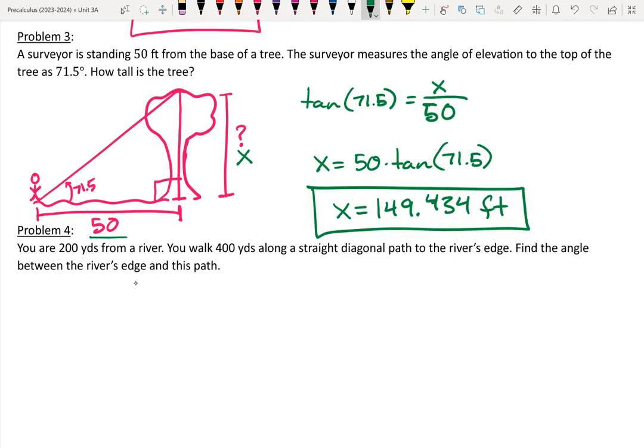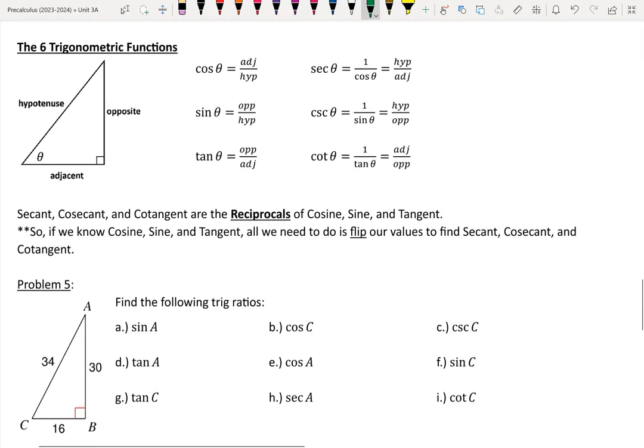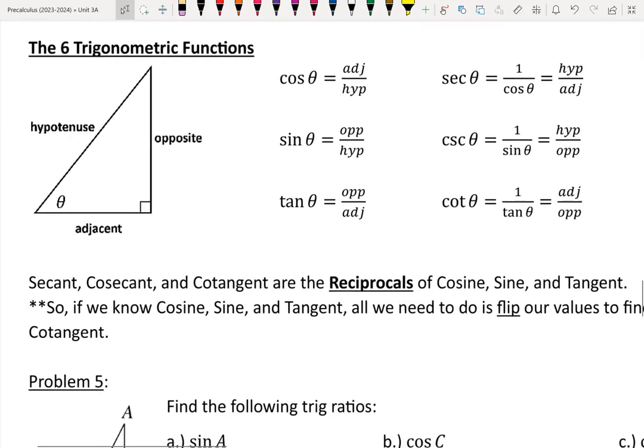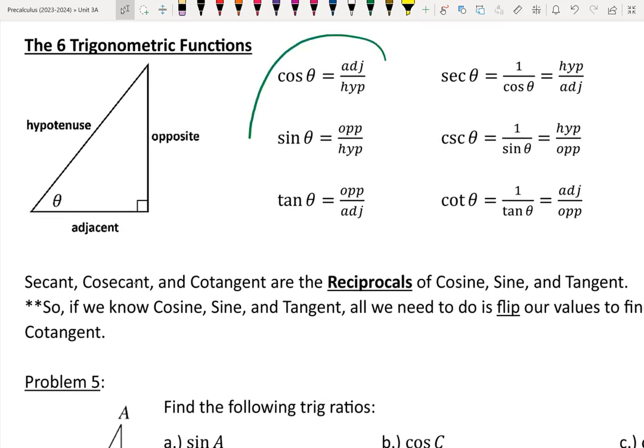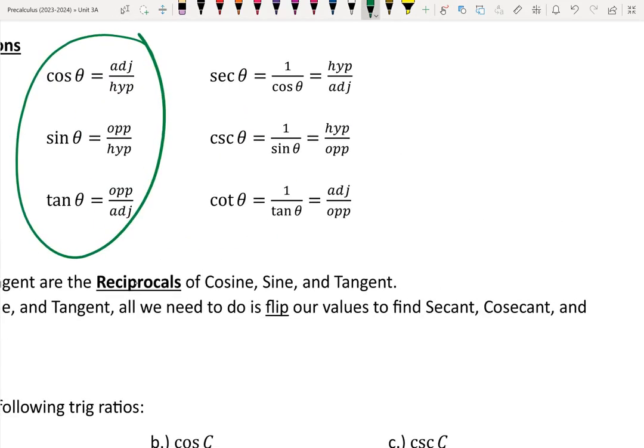So again, problem 4, in a very similar manner, draw out a diagram and then use a trig ratio. I believe on that one you're looking for the angle, so you're going to have to use an inverse trig. So on the next page we have our trig ratios. The ones we are familiar with, we've been using just a little bit now, are cosine, sine, and tangent, SOHCAHTOA. And then we have these three, which should be a little bit new.